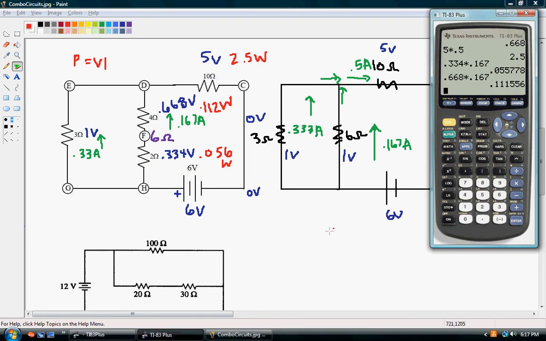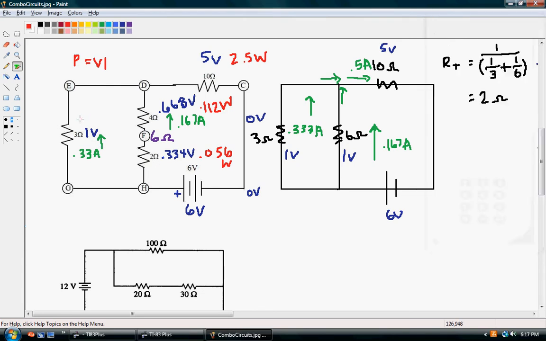And then the 3 ohm resistor had a voltage of 1 times a current of 0.33, so it used 0.33 watts. So since wattage or power is a brightness thing, the one with the greatest power will have the brightest light. So if these are all light bulbs, the 10 ohm resistor would have the brightest light.